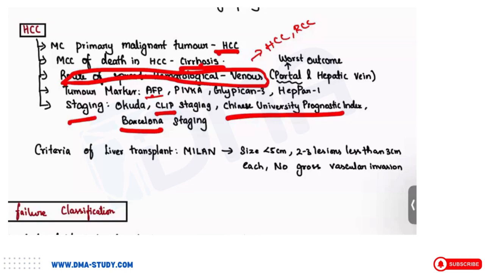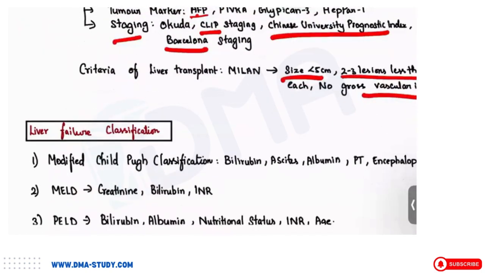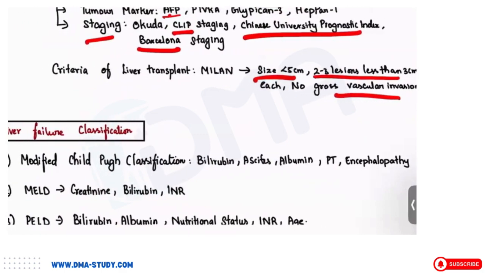Okay, so Milan's criteria: size less than 5 cm, 2 to 3 lesions each less than 3 centimeter, and no gross vascular invasion. Then this is suitable for liver transplant. Only the named criteria are important. And liver failure classification is important because they have asked it several times in FMGE.